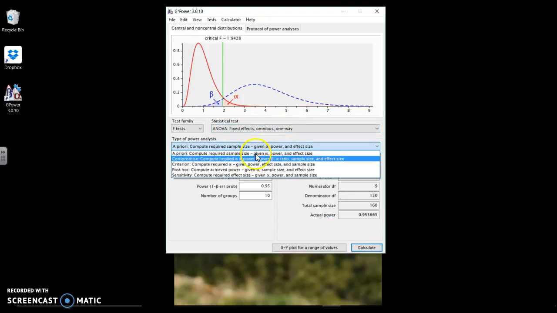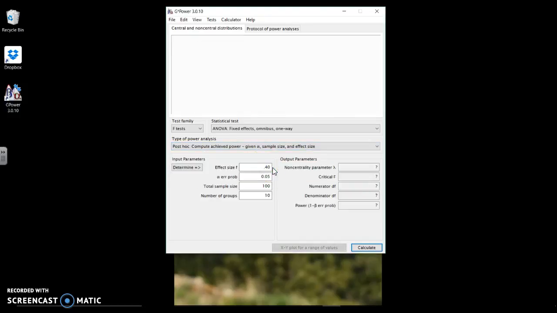Let's change to a post hoc. We can also estimate our required sample size. So we could do a post hoc. And this would be afterwards to see what our actual power was. So if we know the sample size, we know how many groups, we knew the effect size, what was our actual power after the study? Which can be really unfortunate if you didn't have enough power after a study is complete.